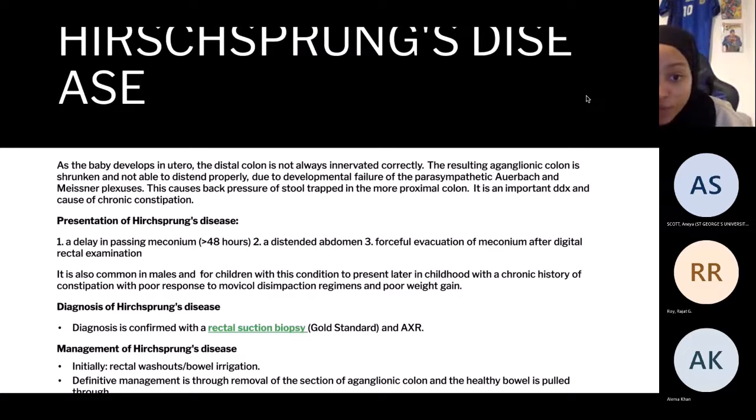And for the diagnosis of Hirschsprung's, the gold standard is always rectal suction biopsy. You can do an abdominal X-ray, but rectal suction biopsy is the one that will essentially show you the aganglionic colon. And the management of Hirschsprung's, initially we'll do rectal washouts and bowel irrigation, but the definitive management is to remove the section of the aganglionic colon, and this will allow the healthy bowel to work, essentially.